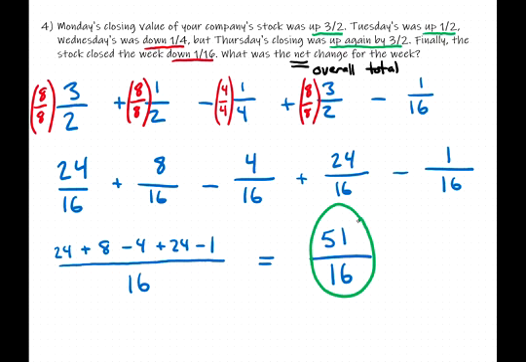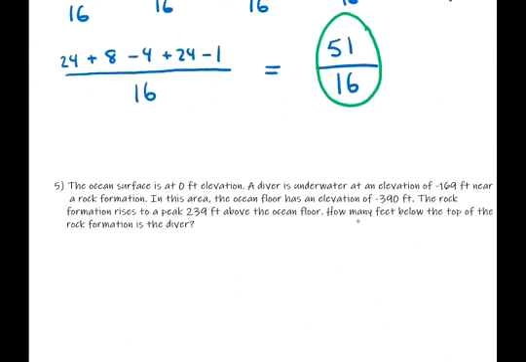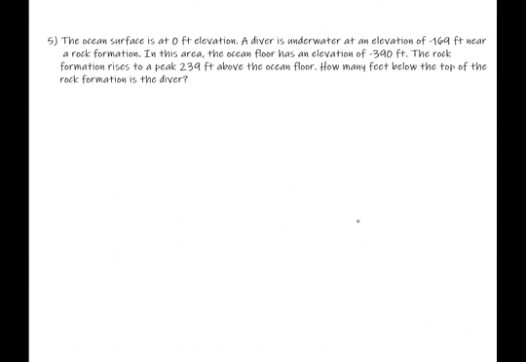All right, number 5. The ocean surface is at 0 feet elevation. A diver is underwater at an elevation of negative 169 feet. Okay, so in this case, negative means below the surface of the water, or down. Positive means above the surface of the water, or up.